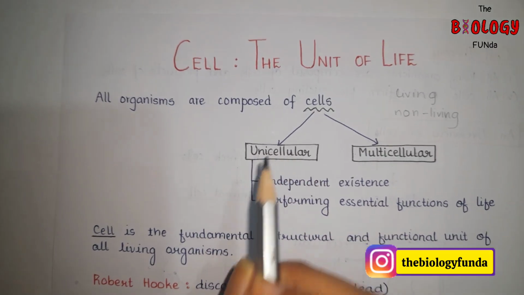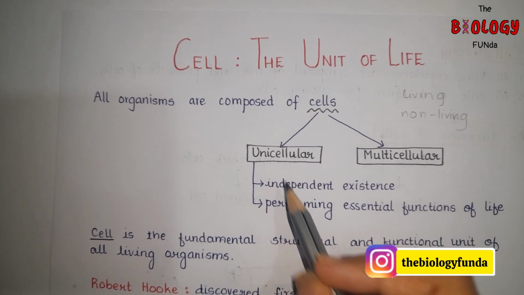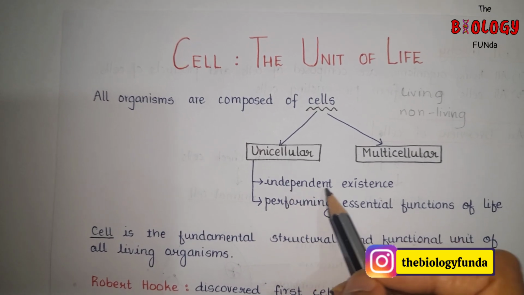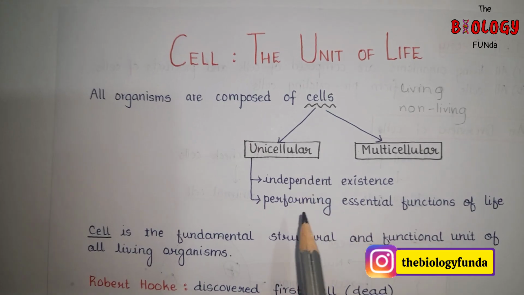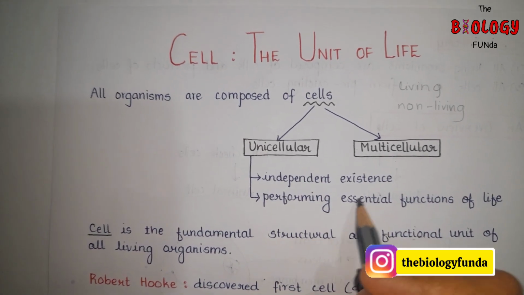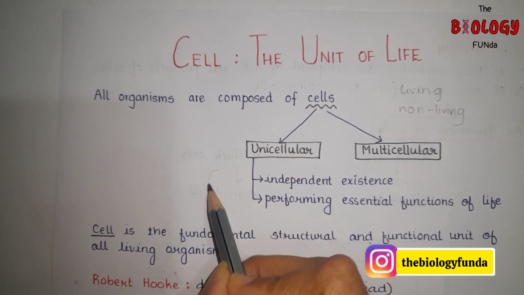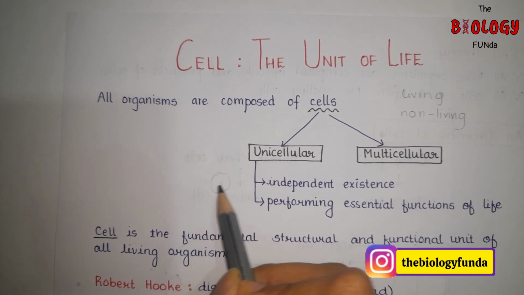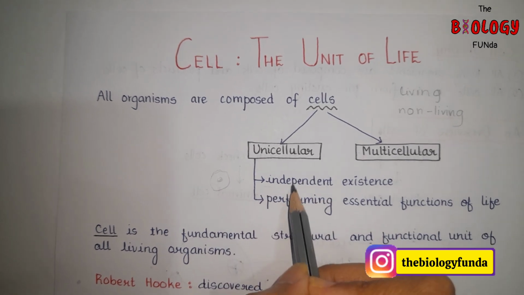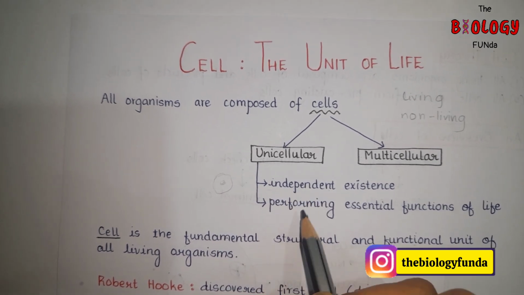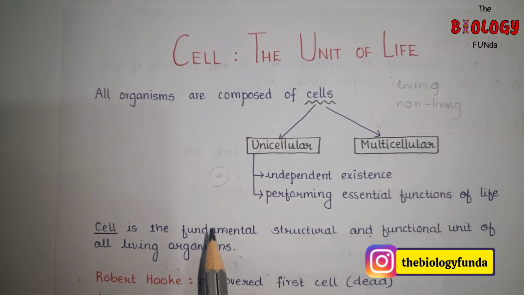If I ask you the properties of unicellular, there are two properties. Unicellular are capable of independent existence. That means they can live alone. The second property is they perform the essential functions of life. In this, only one cell will do all the functions. That means the cell is independent. The meaning is actually the same. So these are the two properties according to the NCERT.